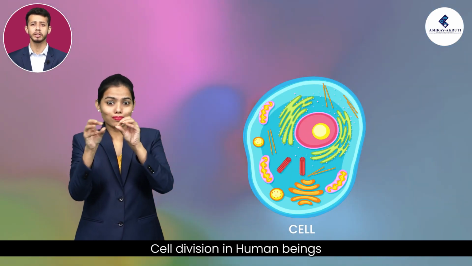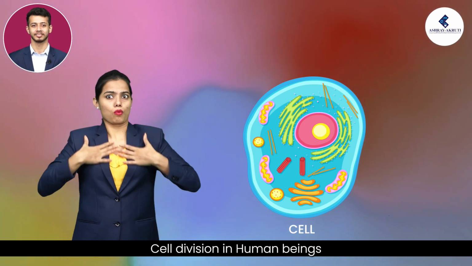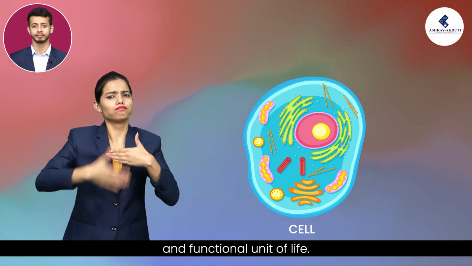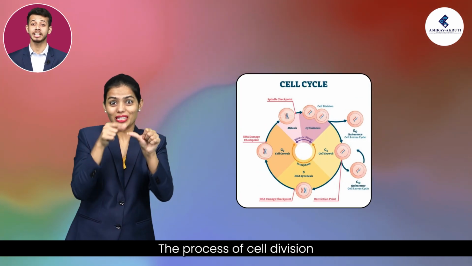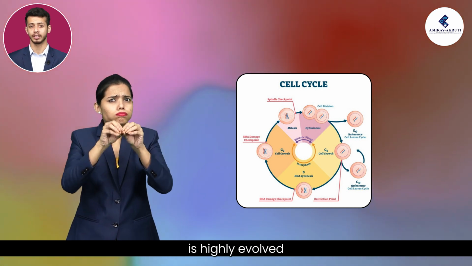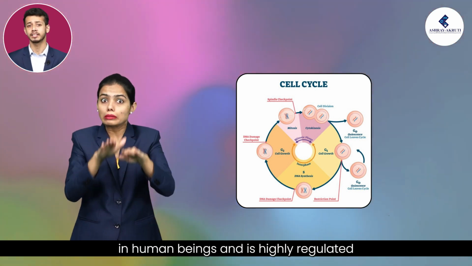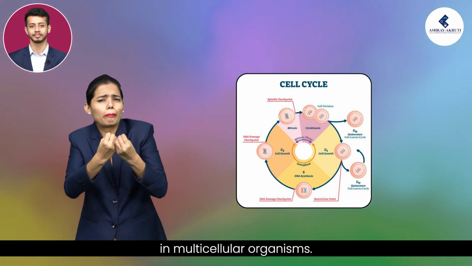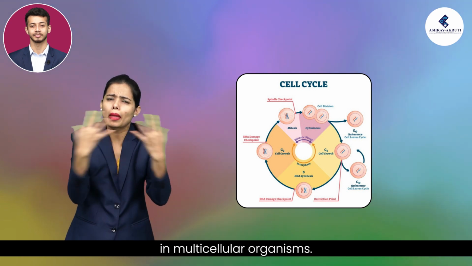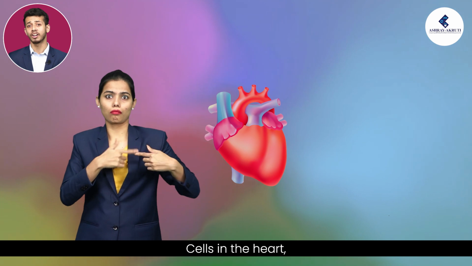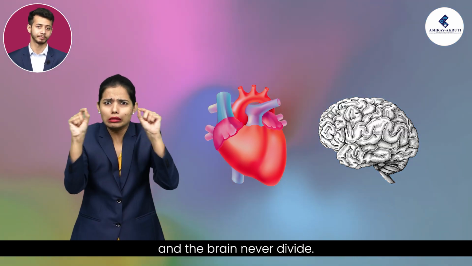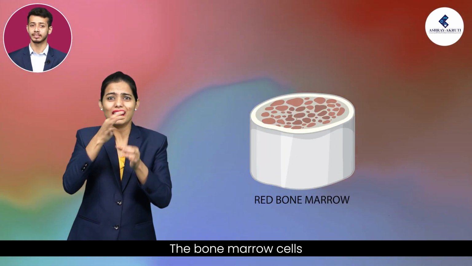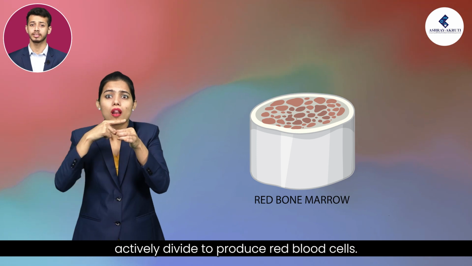Cell division in human beings. The cell is the structural and functional unit of life. The process of cell division is highly evolved in human beings and is highly regulated in multicellular organisms. Cells in the heart and the brain never divide. The bone marrow cells actively divide to produce red blood cells.